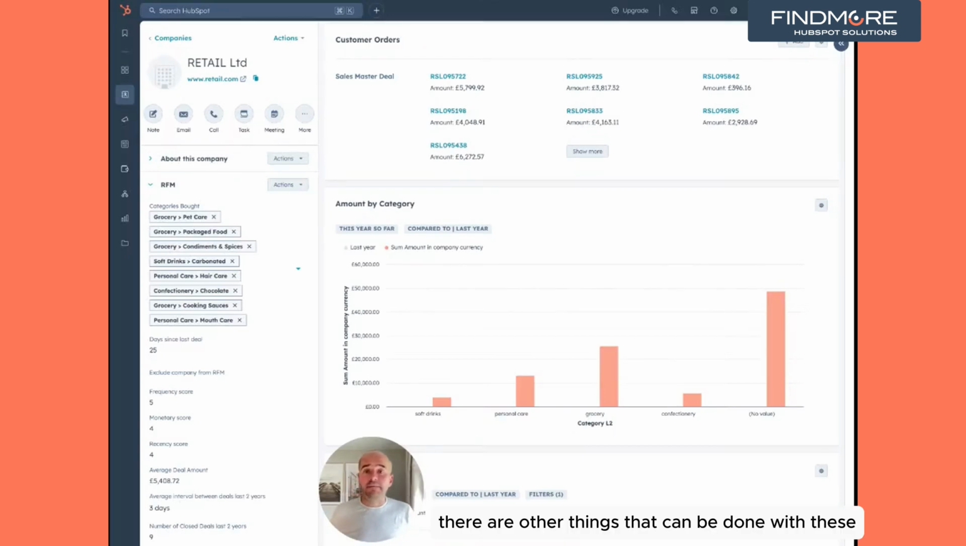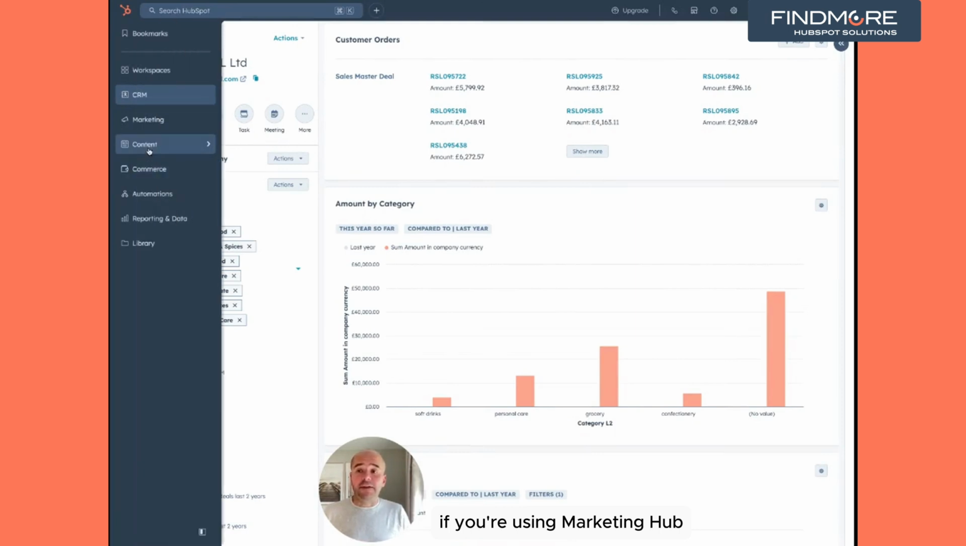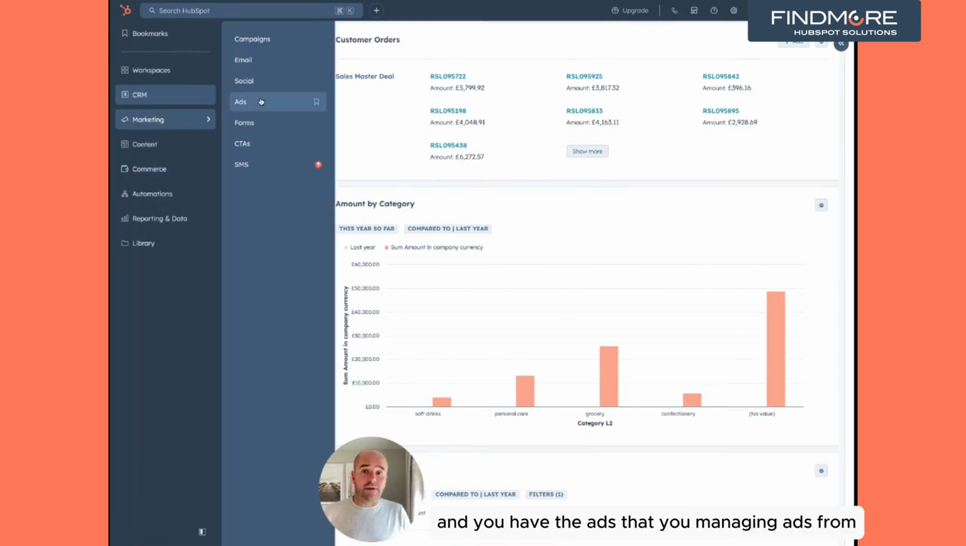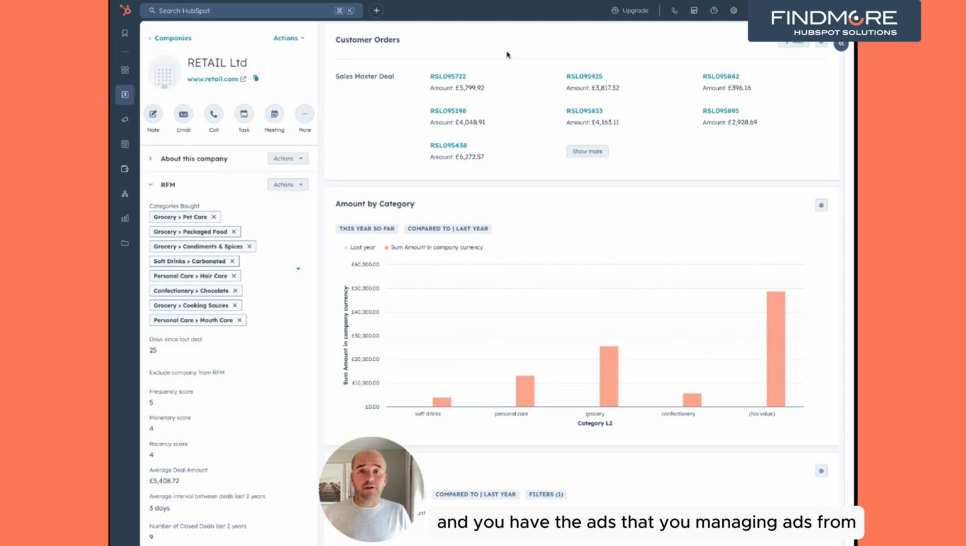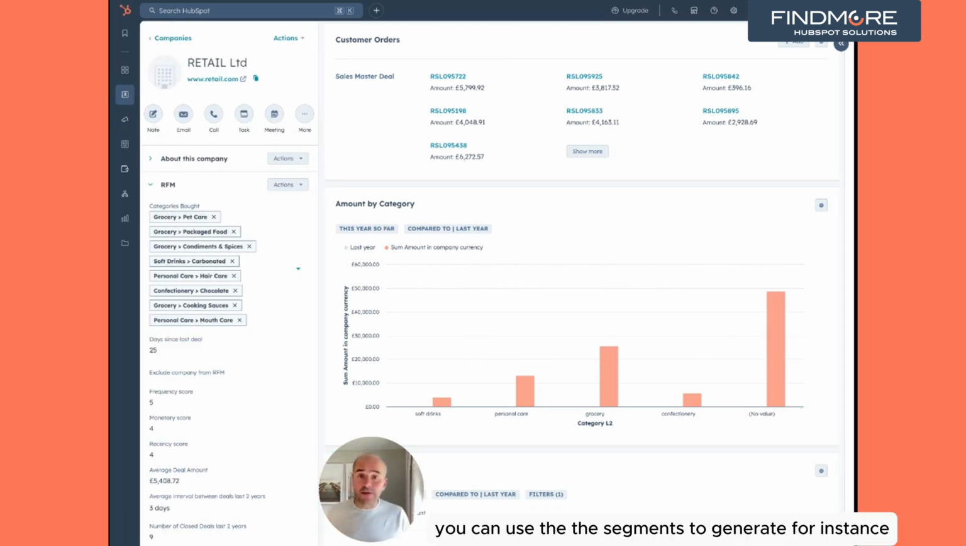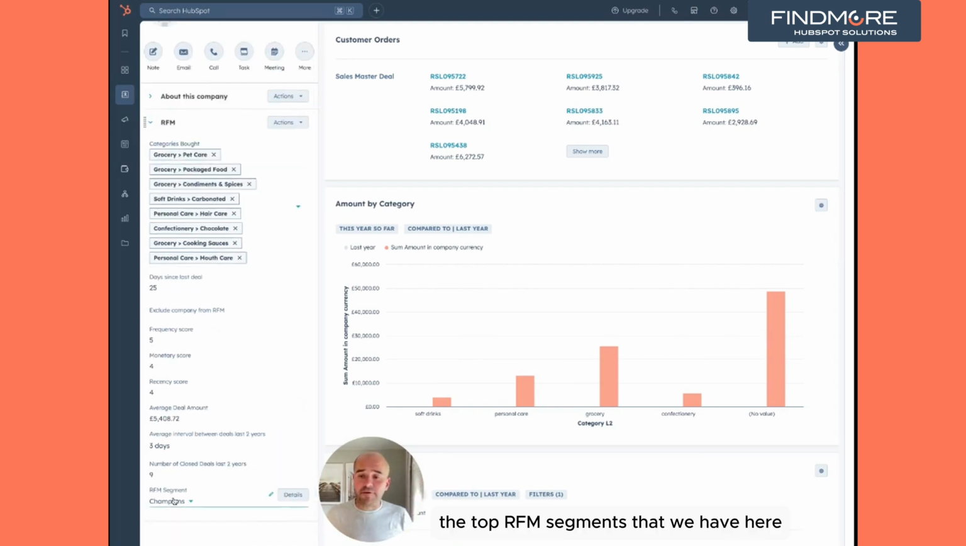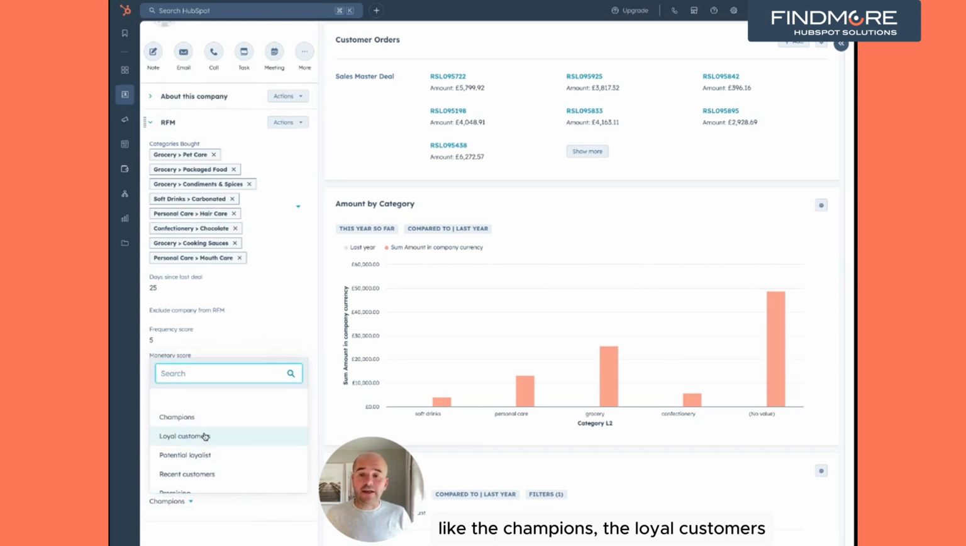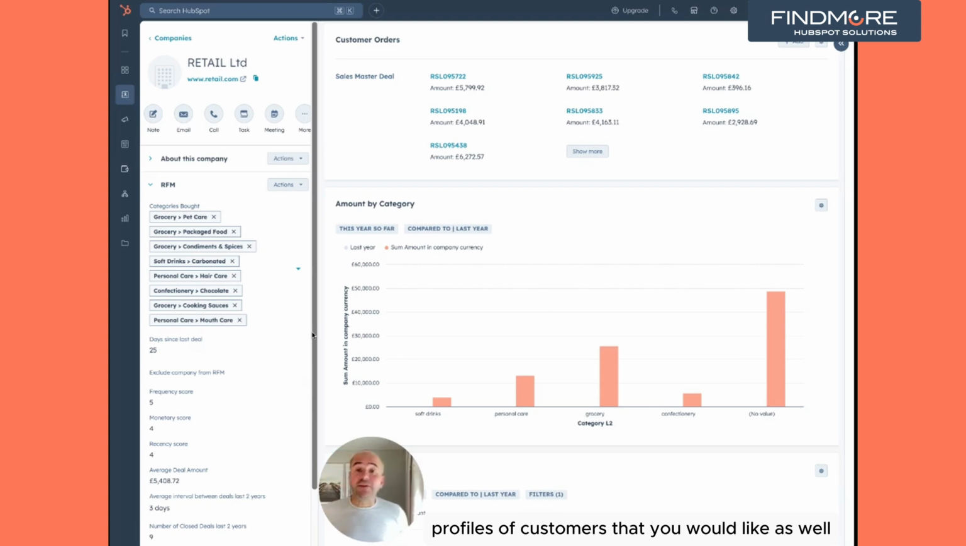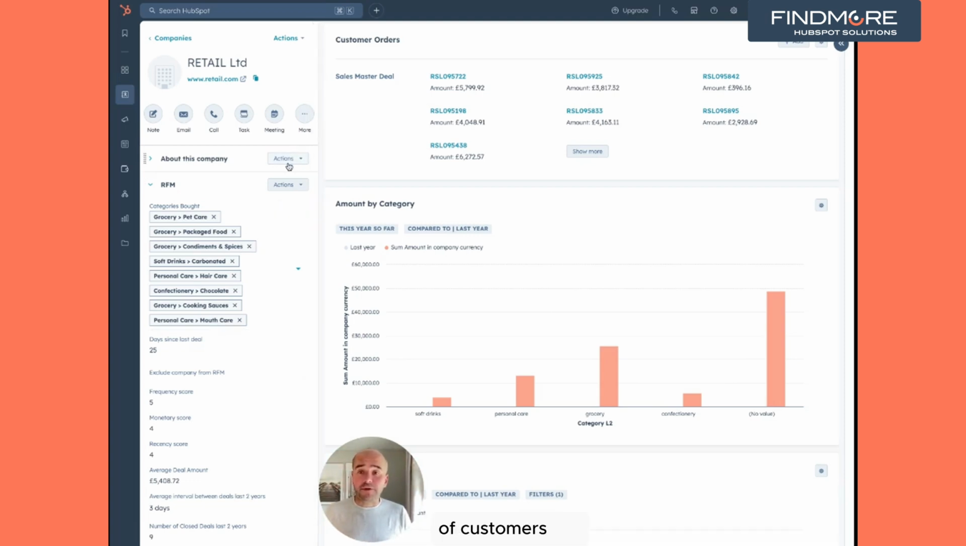There are other things that can be done with this RFM data inside HubSpot. One is, if you're using Marketing Hub and you're managing ads from inside HubSpot, you can use the segments to generate, for instance, lookalike audiences. The top RFM segments that we have here, like the champions, the loyal customers, the potential loyalists, are possibly profiles of customers that you would like to target and acquire to become part of your portfolio of customers. We can also look at the other segments.